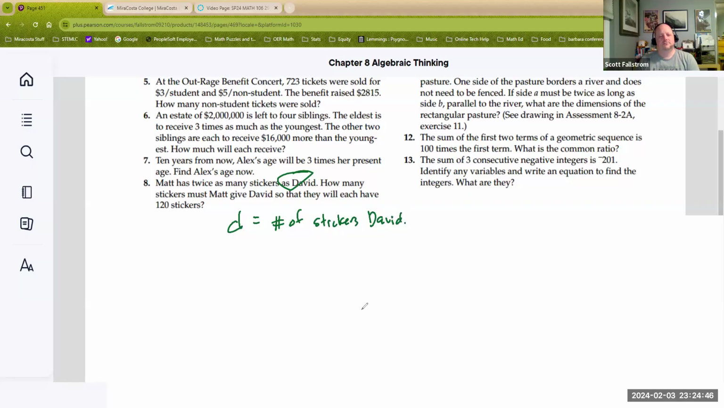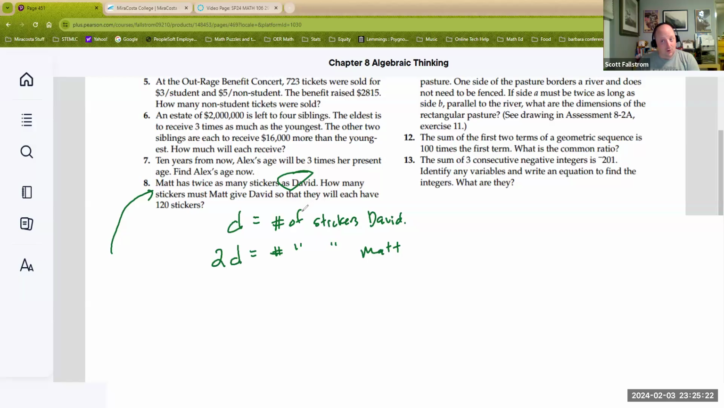Okay. All right. Do you know how many stickers Matt has? I don't, but they tell me something about it. Matt has twice as many stickers as David does right now. Oh, well, if David has D stickers, because I know that now, and Matt has twice as many, Matt must have 2 times D. So this is number of stickers for Matt.